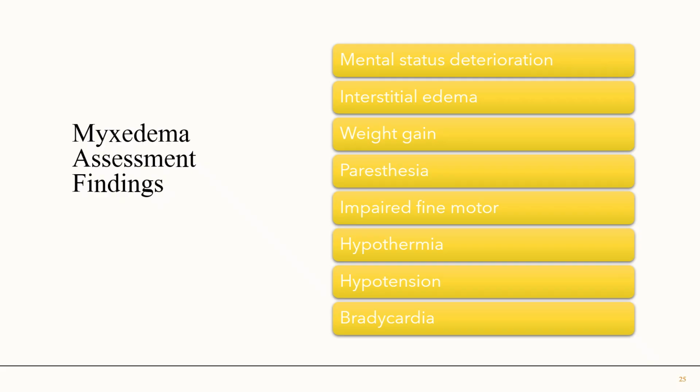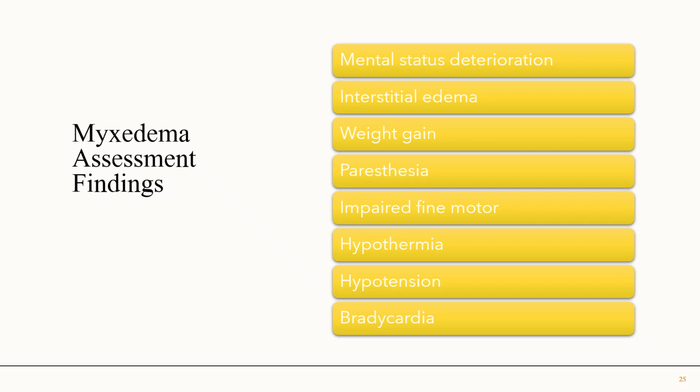Patients can present with cardiovascular collapse, profound hypothermia, reduced kidney function, fluid overload, hypoventilation, and severe metabolic disturbances. Weight gain is common, but results from fluid retention and decreased metabolism rather than increased caloric intake. Neurologic symptoms include paresthesias of the hands and feet caused by nerve compression, and this often leads to carpal tunnel syndrome. Fine motor function becomes impaired, and deep tendon reflexes characteristically relax very slowly.